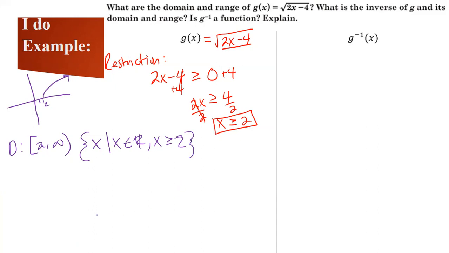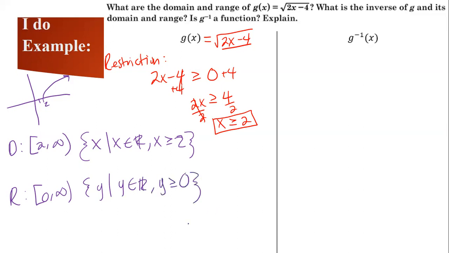Okay, now our range. When we look at our little graph we drew, did our range change? We're still starting where? What's 0? So we're still starting at 0, going to infinity. So our range is y such that y is all real numbers, but y is greater than or equal to 0.